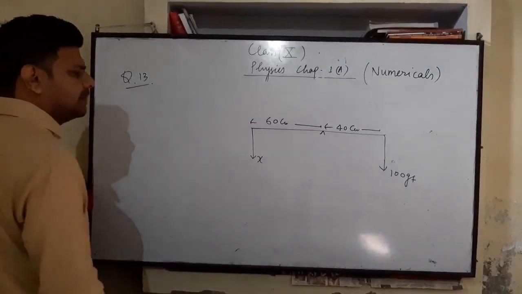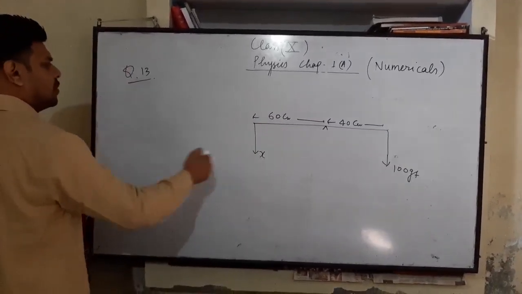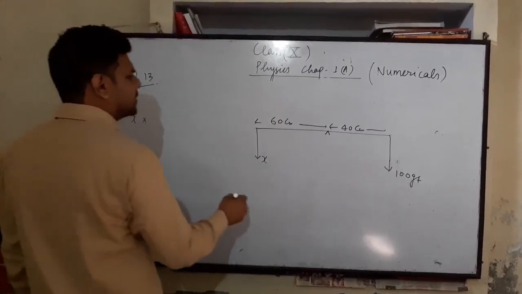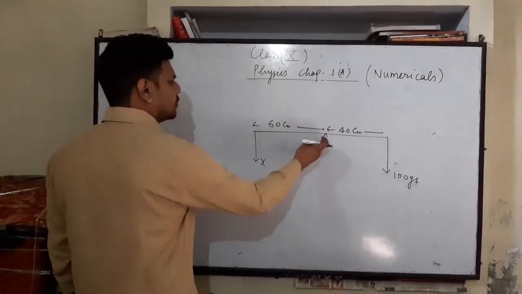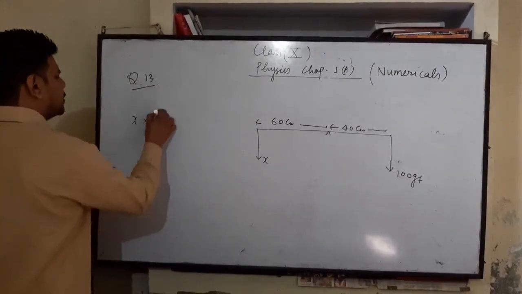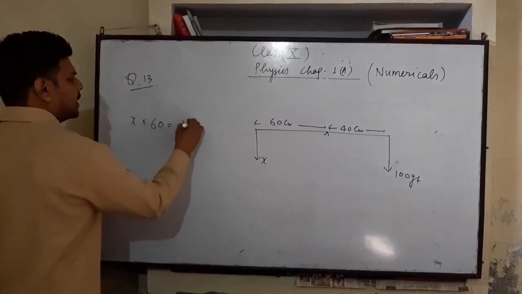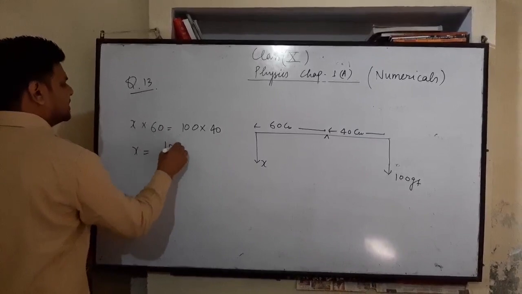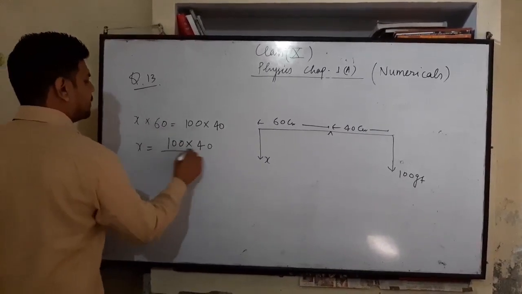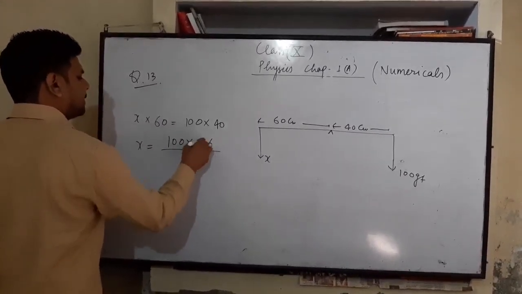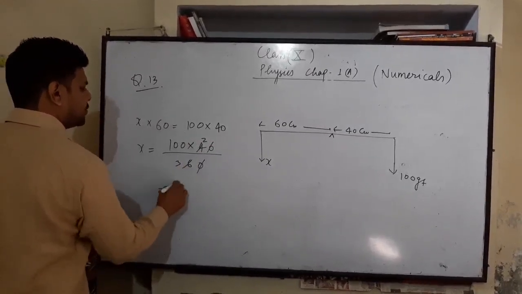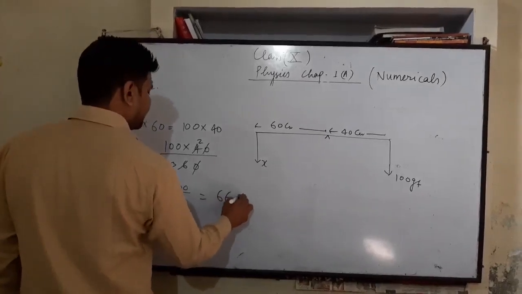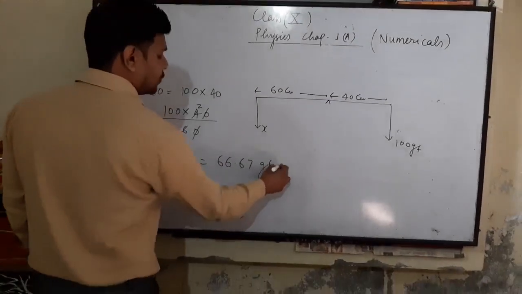On the same principle, anti-clockwise movement is equal to clockwise movement. Anti-clockwise movement is x into the perpendicular distance, or line of action of force, from the axis of rotation or pivoted point, 60, which is equal to 100 into 40. X is 100 into 40 upon 60. This is 200 by 3 gram force.